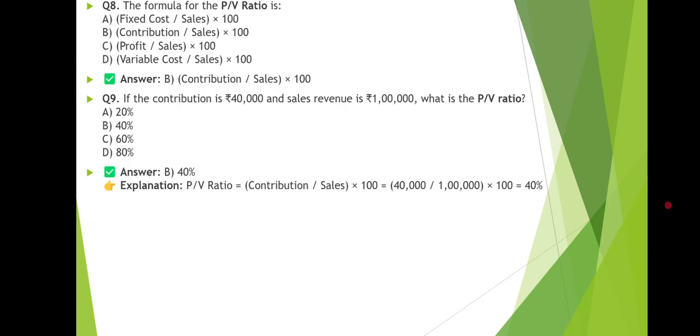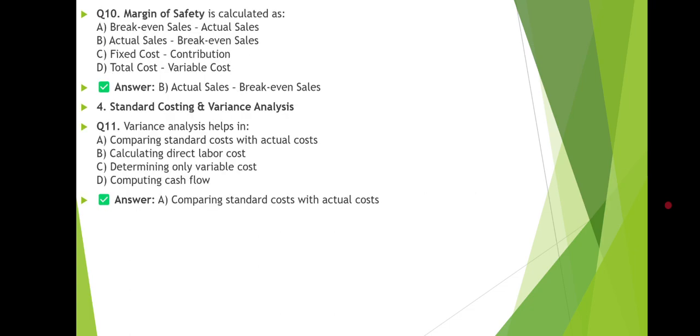Okay, so this is the question based on the above formula. If the contribution is 40,000 and sales revenue is 1 lakh, what is the PV ratio? We can apply the formula: PV ratio is equal to contribution divided by sales into 100. We are given that 40,000 is the contribution and 1 lakh is the sales. So we divide, and then we get 40% as the PV ratio.